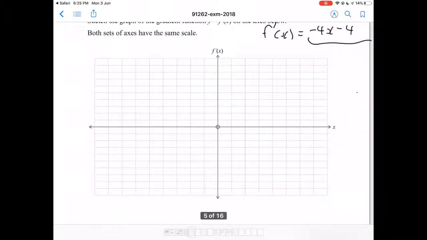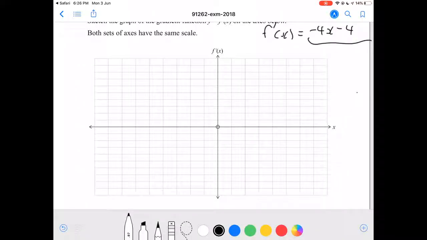Now we're going to plot this. When x equals 0, it's -4. When x is -1, f dash of x is 0. And just substitute a few more points. If we substitute x equals 1, -4 minus 4 is -8. If we substitute -2, that will give us 4. Yeah, we have our general line here. So we're just going to draw a line right through these points.